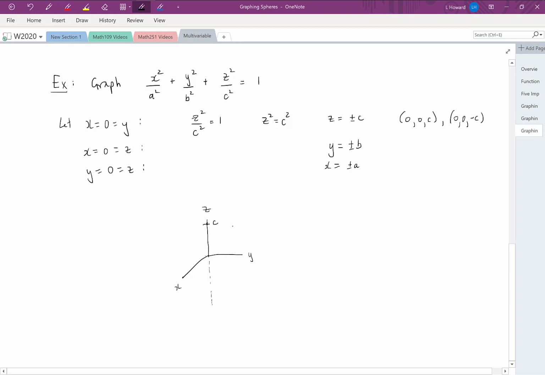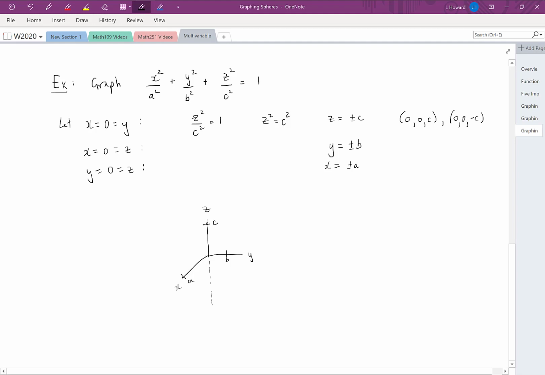Okay, and then in the y direction, we're getting a y-intercept of plus or minus b. So let's say this is b units along the y-axis. And let's say over here, this one is a units along the x-axis. Okay, so let's see how to draw this surface. Well, basically, these 3 points here are going to give us some of the vertices of the surface that we're going to be graphing. So let's think first about what's happening in the xy plane.